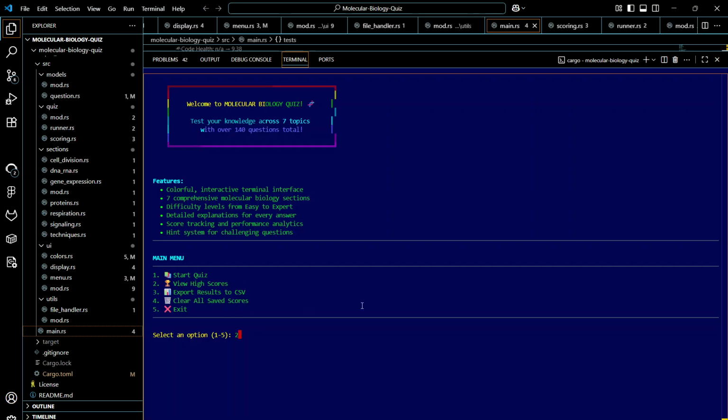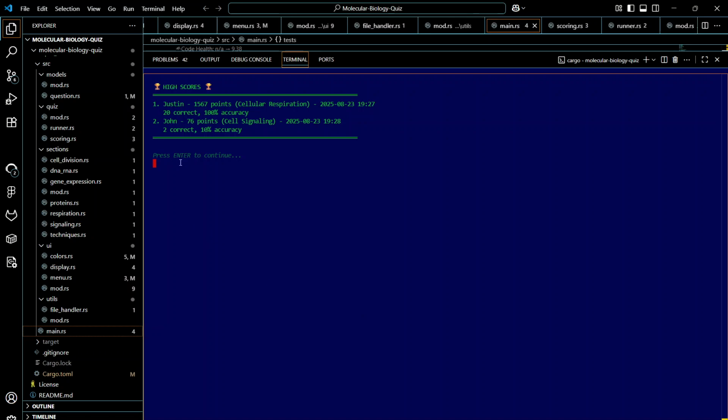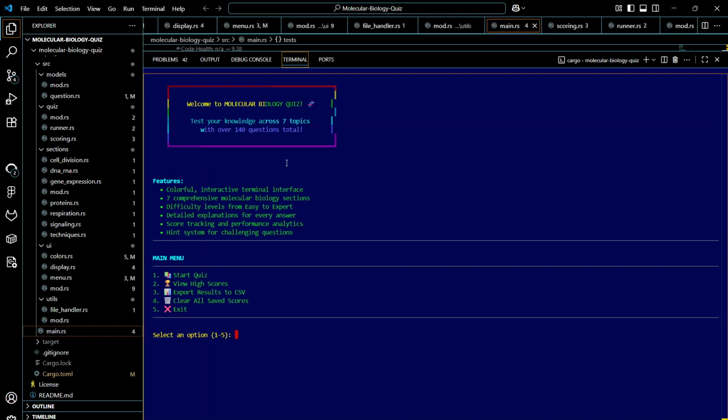View high scores, number 2. So there's me, Justin, at 1,567 points in the cellular respiration quiz. There's the date and timestamp there. 20 correct, 100% accuracy. John got 76 points in the cell signaling module. Time and date stamp, 2 correct, 10% accuracy. Enter. Well, there it is.